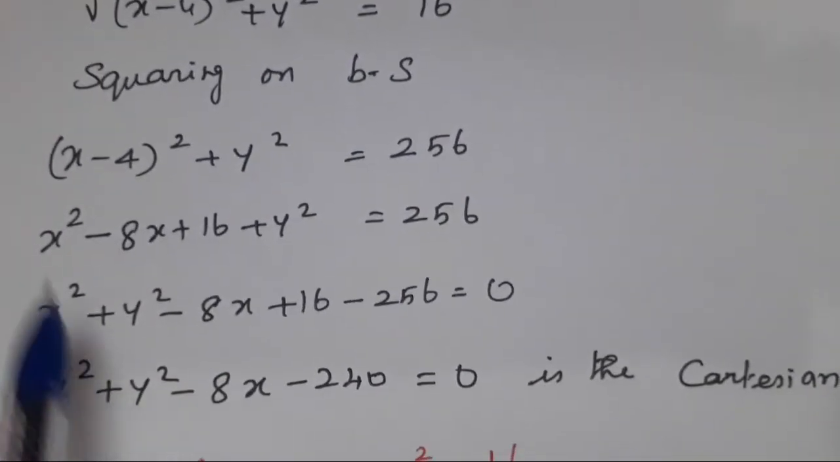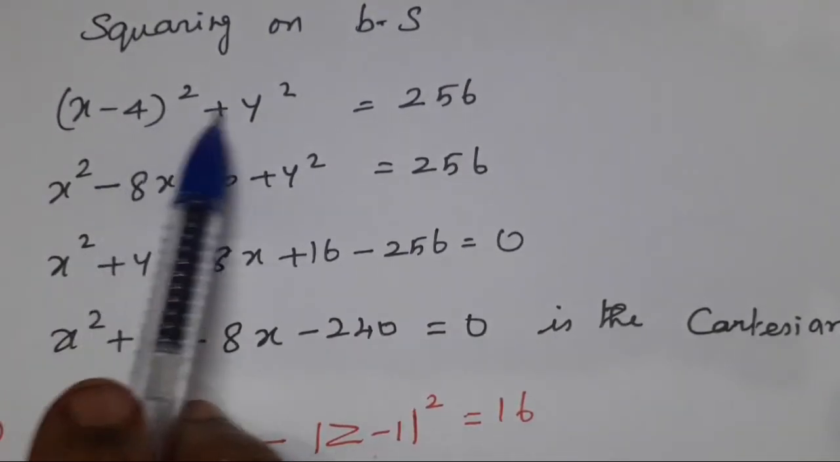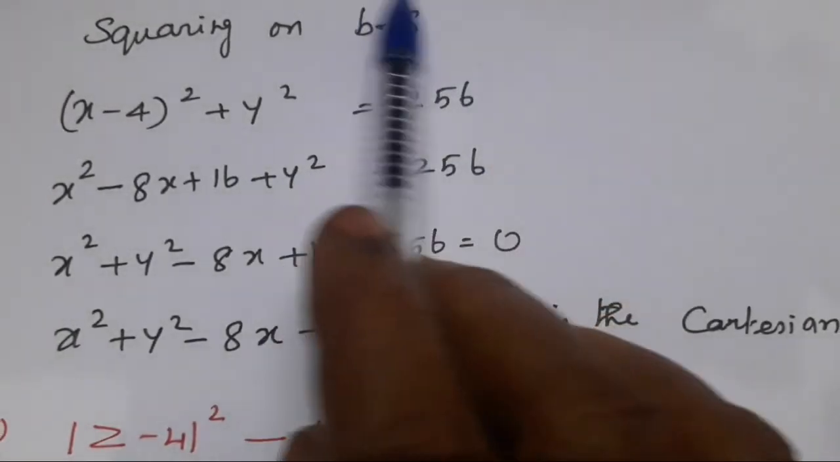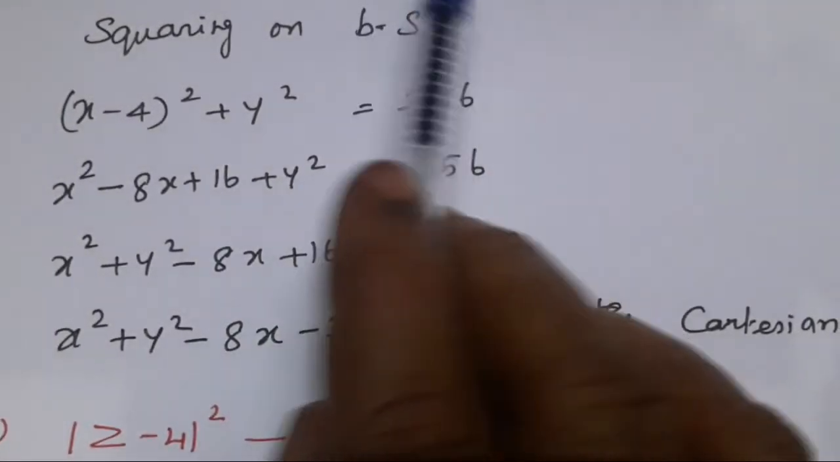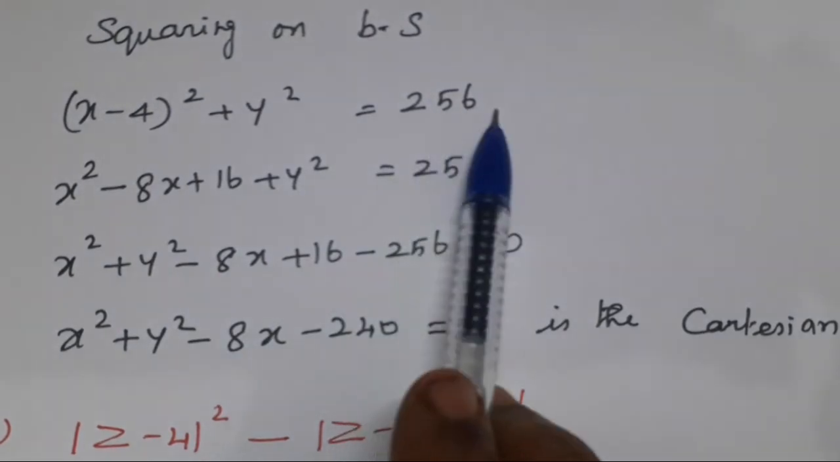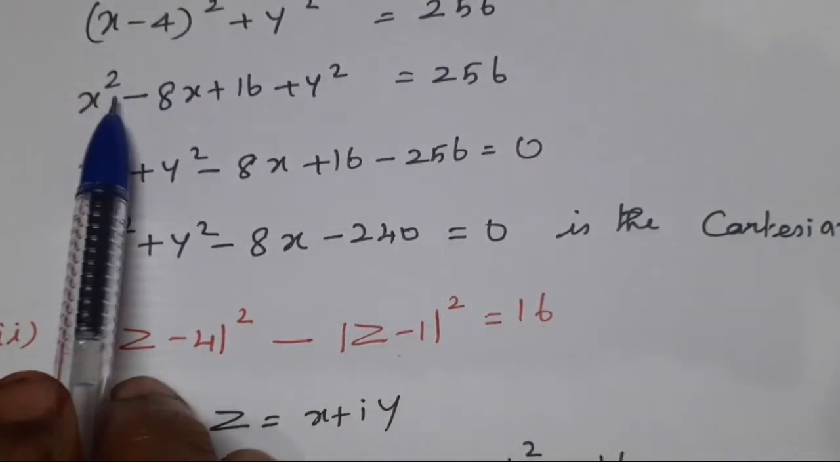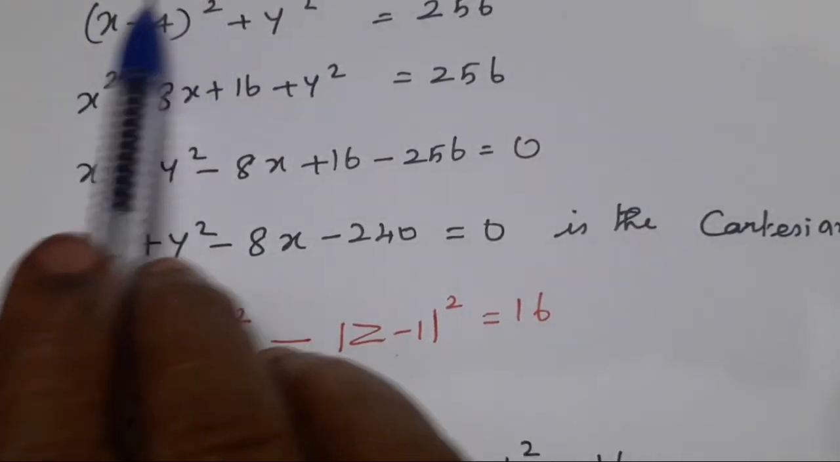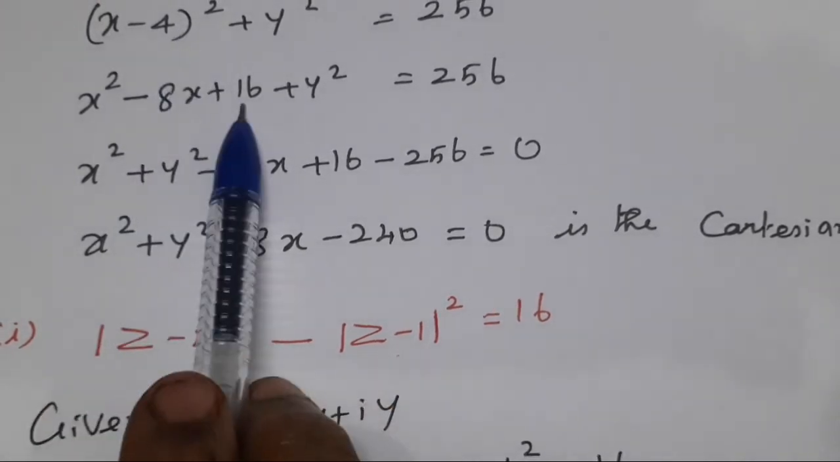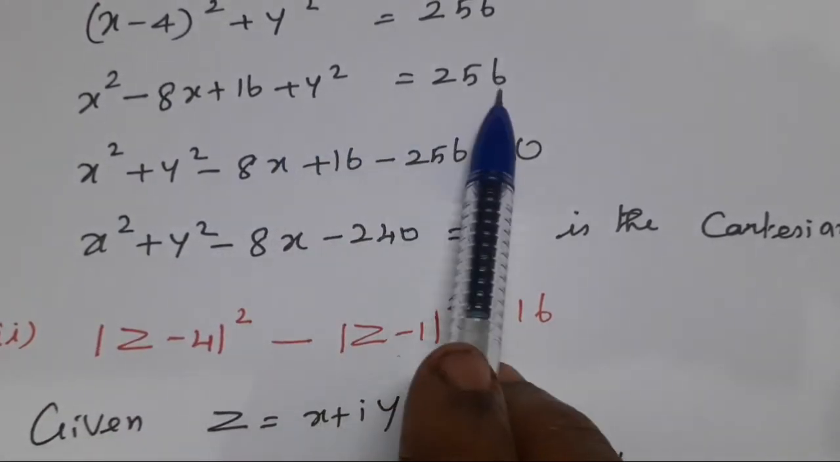Now squaring on both sides. See the calculation part. Square root of x minus 4 the whole square plus y square equal to 16, squaring on both sides means 16 becomes 16 into 16, 256. See the calculation. A minus b whole square formula we are applying. X square minus 2 into 4, that is 8x. 4 square is 16, plus y square equal to 256.